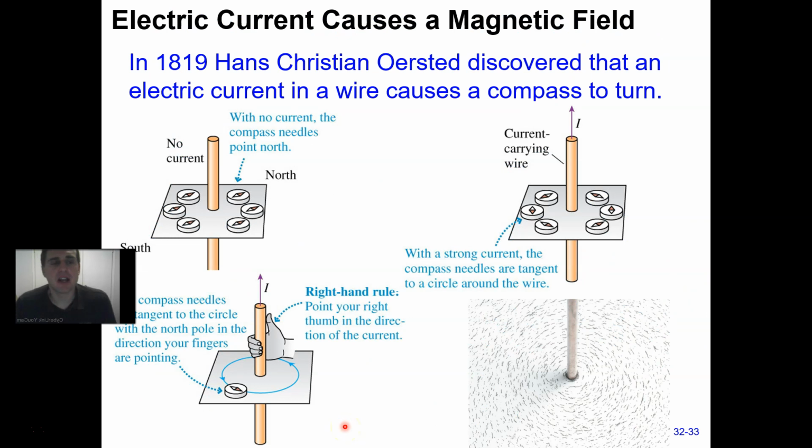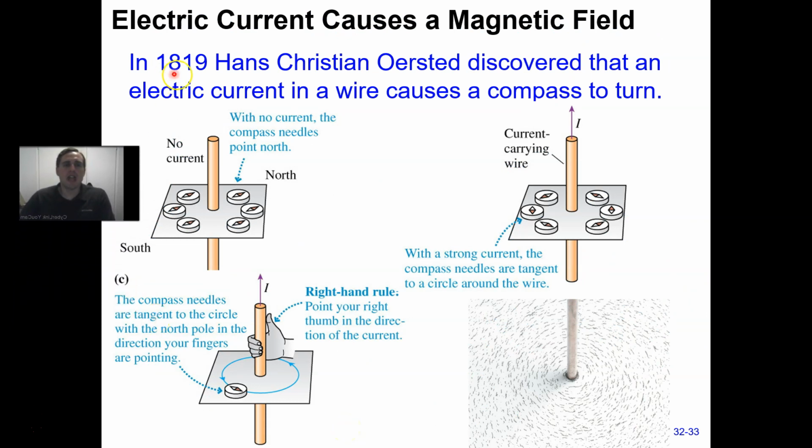The last slide for this lecture says the following, and a brief historical note as well: it was in 1819 that Hans Christian Oersted discovered that an electric current in a wire causes a compass to turn. Notice that here's a wire where all these compasses are pointing towards north. That is their red side, and the white side is pointing towards south.